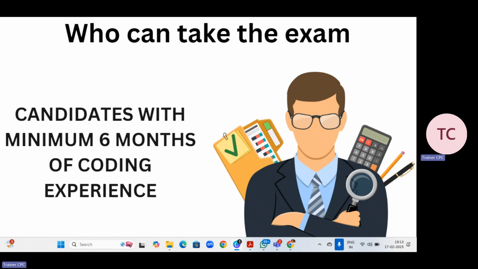Candidates with minimum 6 months of coding experience. So candidates should have at least 6 months of medical coding experience. It can be of any facility, outpatient coding or IPDRG coding, HCC coding. In case of outpatient, you may have worked as a surgery coder, radiology, pathology coder, anesthesia coder, whatever it may be. But at least 6 months of coding experience is required to take this exam because this is an advanced level exam. So a basic knowledge about medical coding is required.